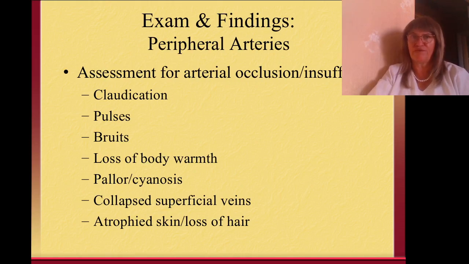Exam findings, peripheral arteries: assessment for arterial occlusion, insufficiency, claudication, absent pulses, loss of body warmth, pallor, cyanosis, collapsed superficial veins, atrophied skin, and loss of hair.